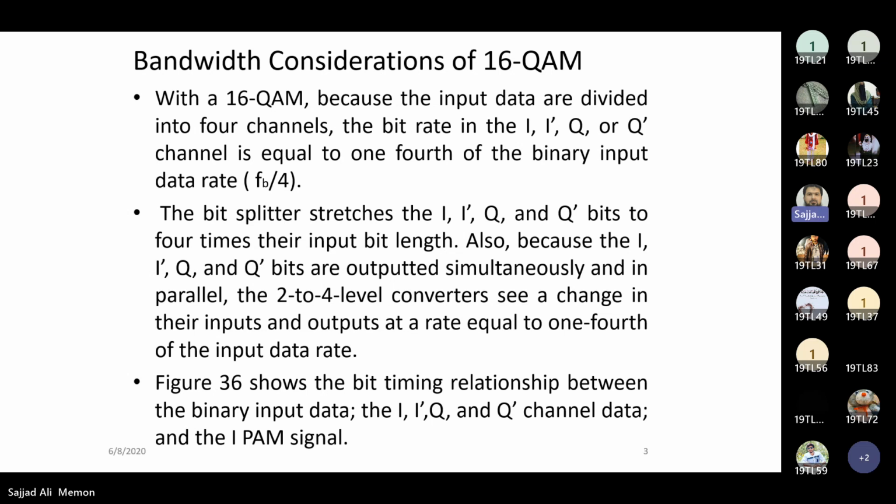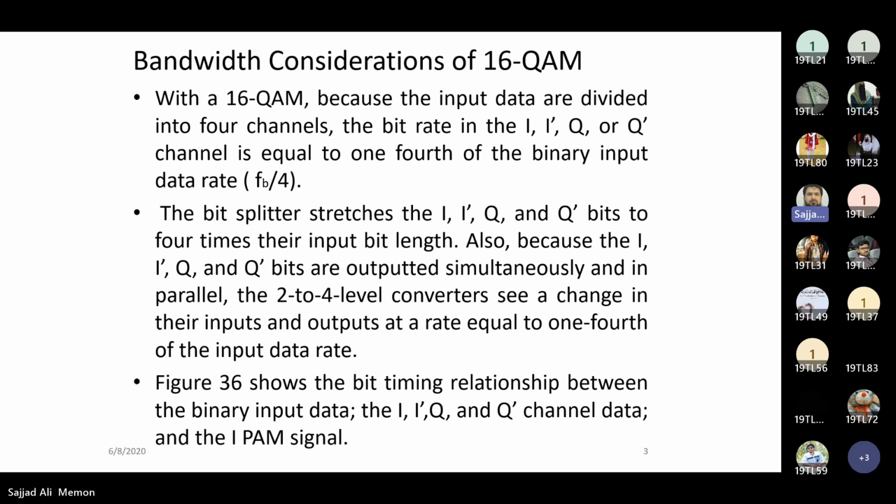The bit splitter stretches the I, I dash, Q and Q dash bits to four times their input bit length, because the I, I dash, Q and Q dash bits are outputted simultaneously and in parallel. The 2 to 4 level converters see a change in their inputs and outputs at a rate equal to 1/4 of the input data rate. So the job of the bit splitter is to make I, I dash, Q and Q dash slower, because the actual bit rate is fb.